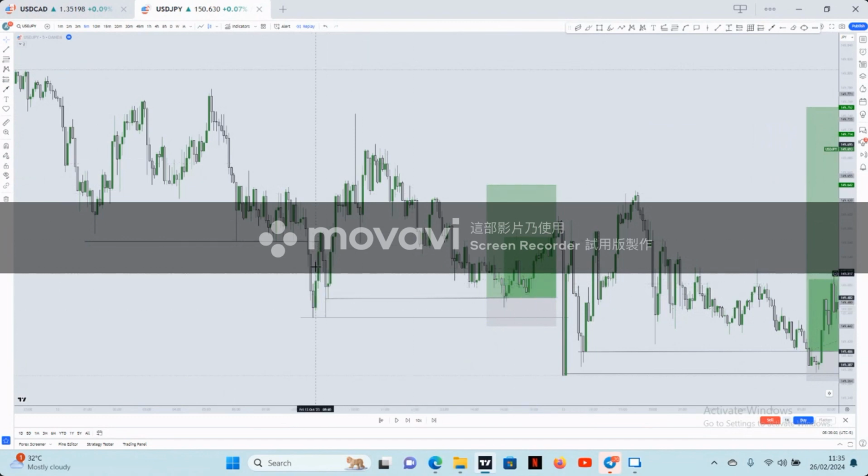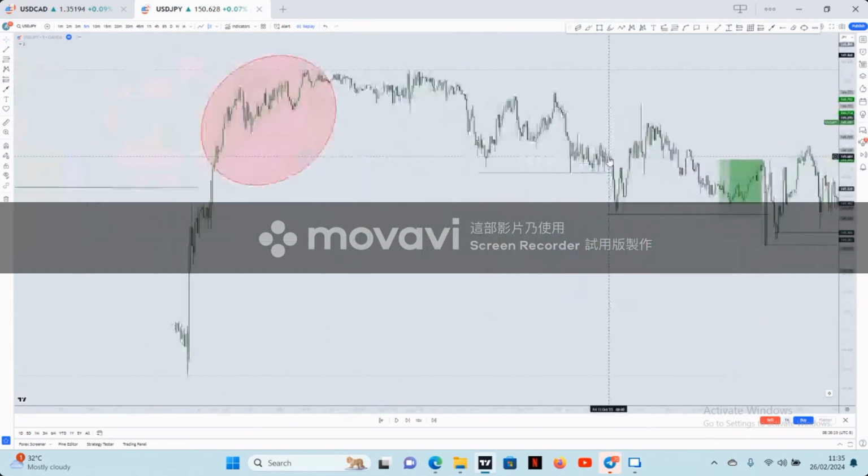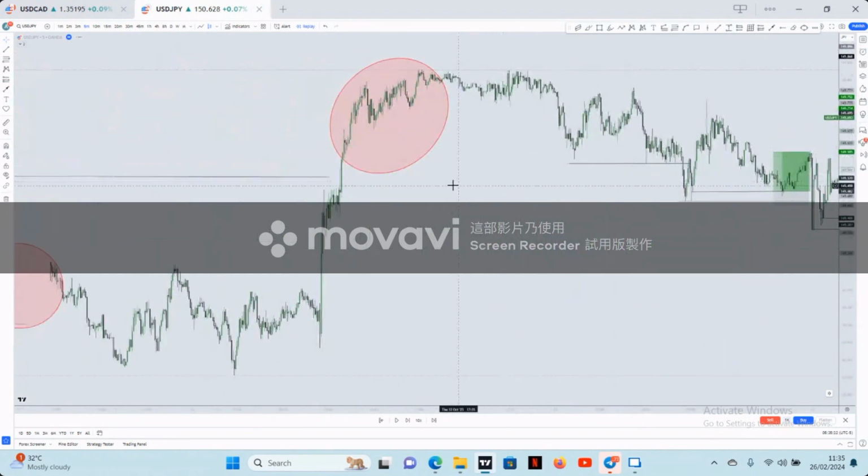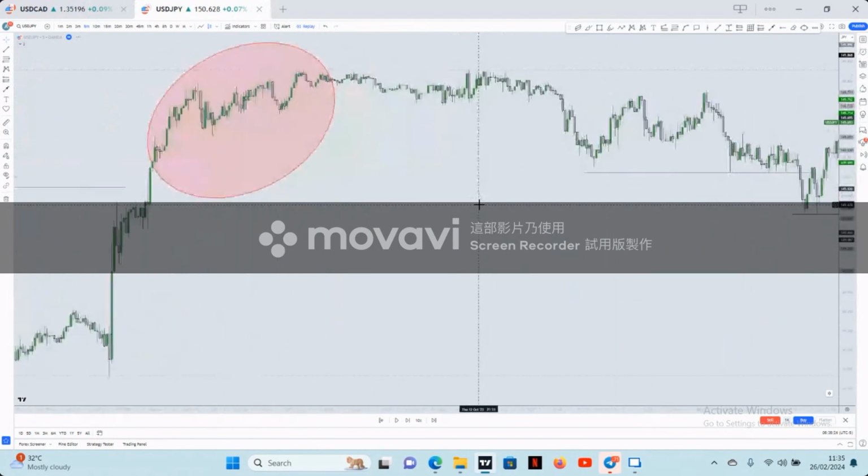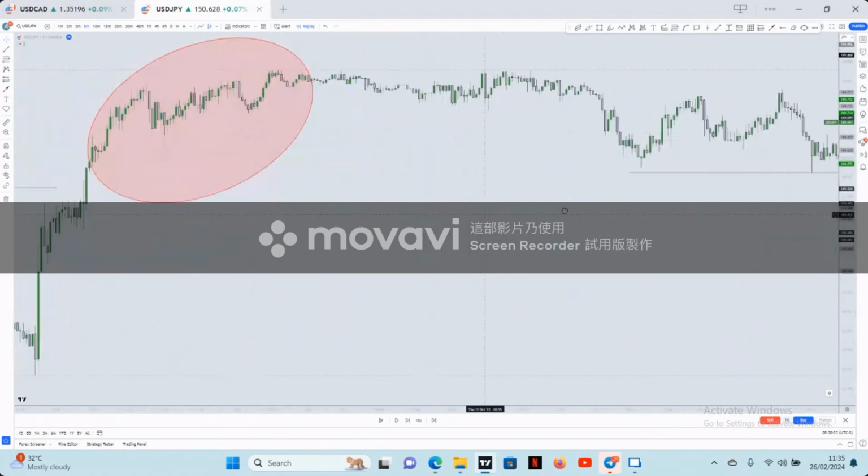I wish we had gotten the entry around this point and then benefited from this entire move from here. That would have been awesome. If we had gotten the entry earlier, that would have been a 1 to 6. But let's call it break-even. Let's continue.